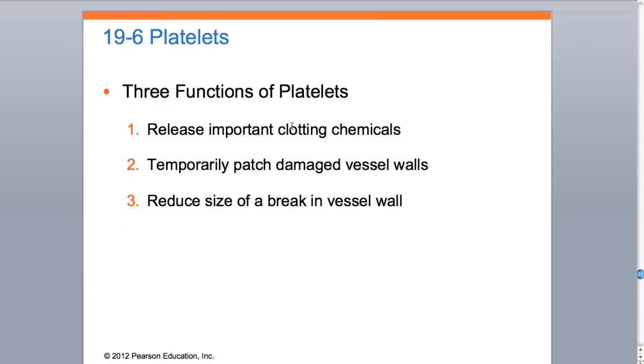Now, what do platelets do? This slide is important. They release clotting chemicals, and we'll see that in a moment. They produce clotting chemicals. They fix walls, and they reduce the size of a break in a wall, so they make the size smaller. So they're pretty much patchwork. So if you want to consider platelets to be a patchwork, that's exactly what platelets are.